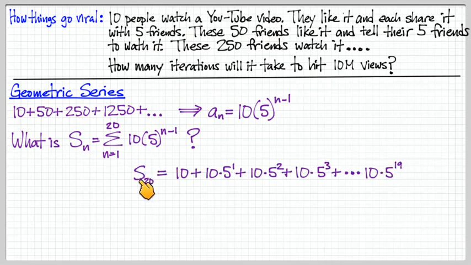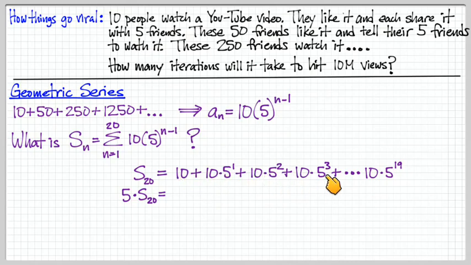So let's write this out. The sum of the first 20 terms in the sequence would be 10 plus 10 times 5 to the first, plus 10 times 5 to the second, plus 10 times 5 to the third, all the way up to 10 times 5 to the 19th power. Now here's a little trick. This is a kind of clever trick. What we're going to do is multiply this entire sum by 5. So this entire thing over here, we're going to multiply times 5.